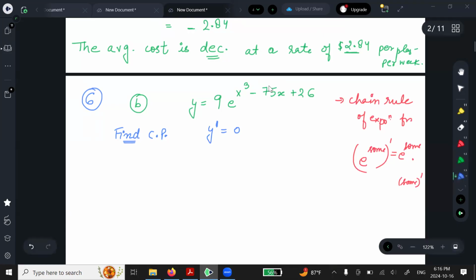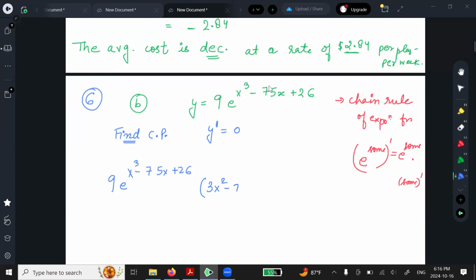Okay, who's going to tell me the derivative? Now this question is tricky. That's why I'm doing it. Well, the 9 just stays. e to the power x cubed minus 75x plus 26 stays. I have to multiply by the derivative of the exponent, which is that. Right? Good, everybody? Anybody wants me to explain again?